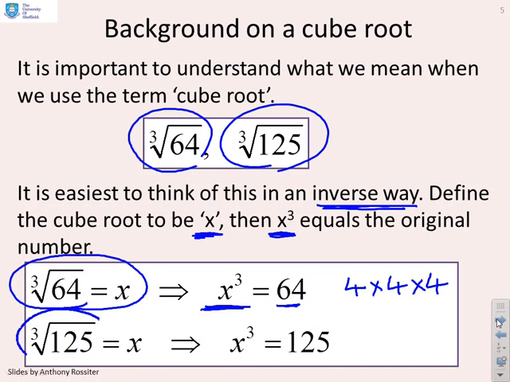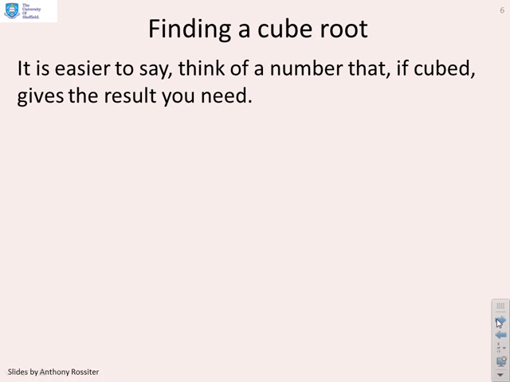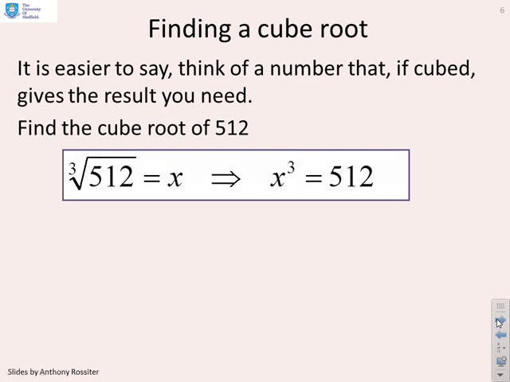If I wanted to get the cube root of 125, I say think of an x such that when I cube it, I get 125. And you can see clearly if I do 5 times 5 times 5, I get 125. So the cube root is 5. Now, it's easy to say, think of a number that if cubed gives you the result you need. So here's another example. Find the cube root of 512. What I'm suggesting is you use this equation here, x cubed equals 512, and not this equation here.